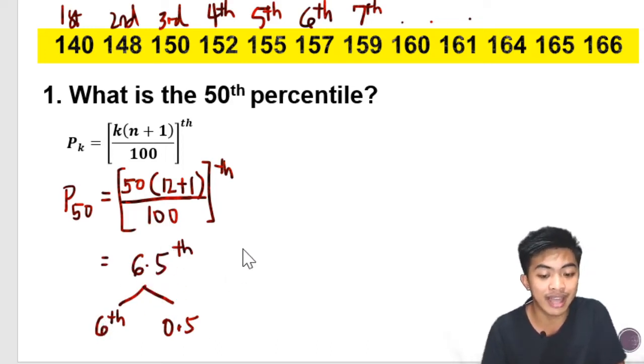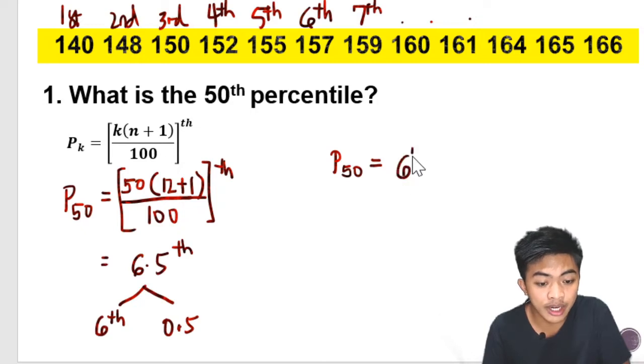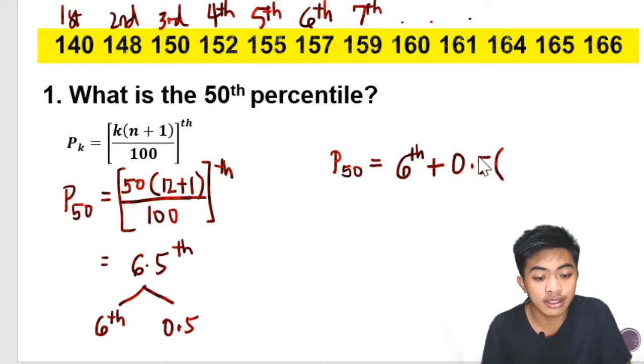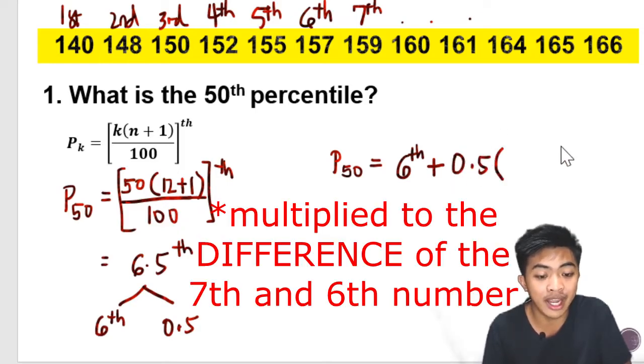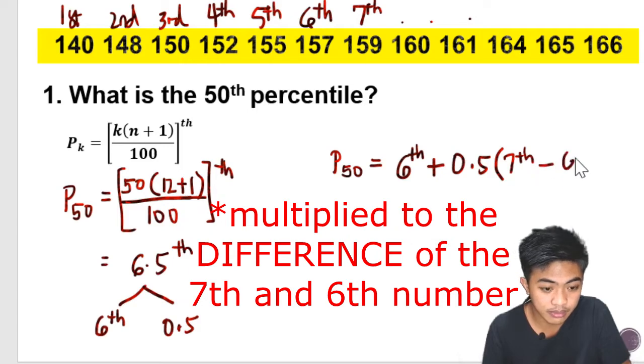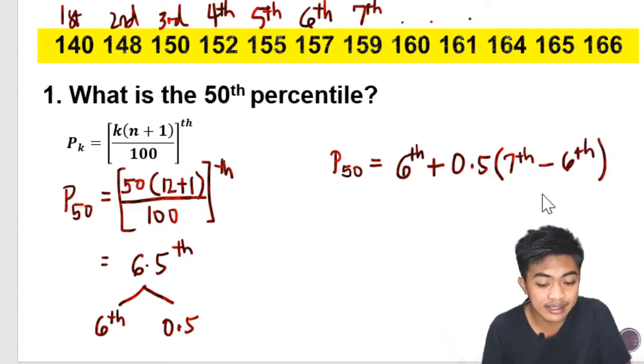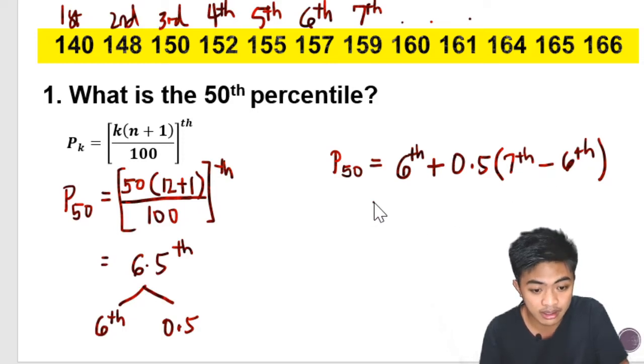Okay, so after that, we get the integer part, 6, and then we're going to add it to the decimal part. And then the decimal part will be multiplied to the 7th and the 6th number. Bakit 7th and 6th? Kasi nga, the 6.5 number is located in between the 7th and the 6th number. Kaya yun 7 minus 6. Alright? Now we're going to substitute this one.